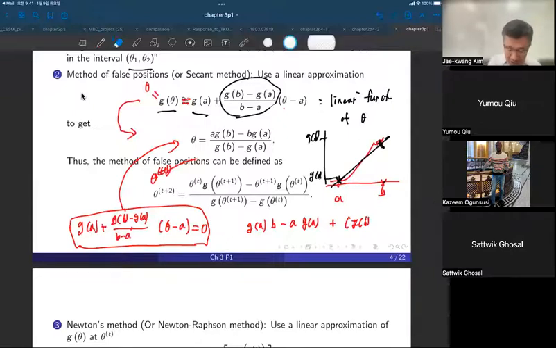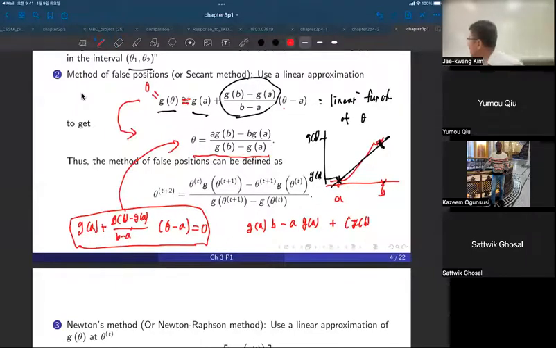Originally you want to solve this, but this is nonlinear, so you linearize it and solve the linear equation instead. That is basically the idea. And once you obtain this, you can view it as an iterative formula for updating zeta. You have an initial point, a second initial point, and then t plus 1, t plus 2. That is this formula.